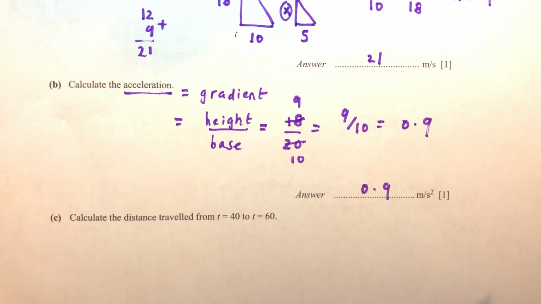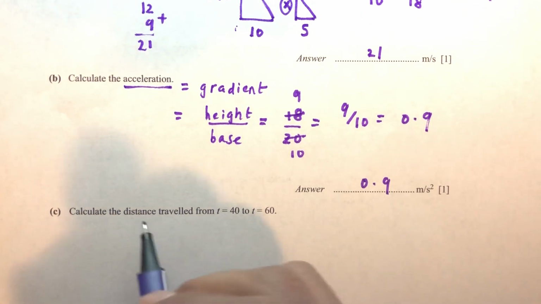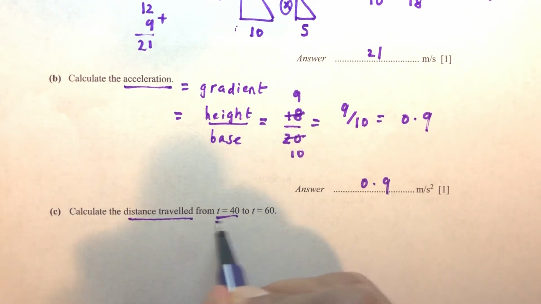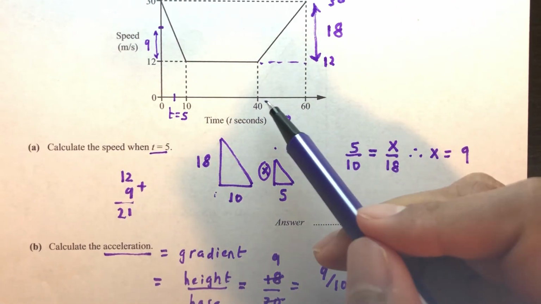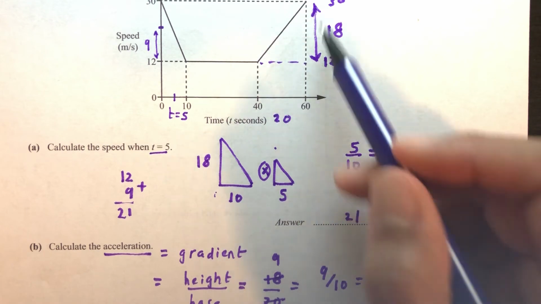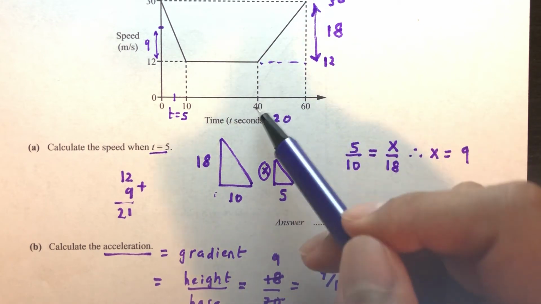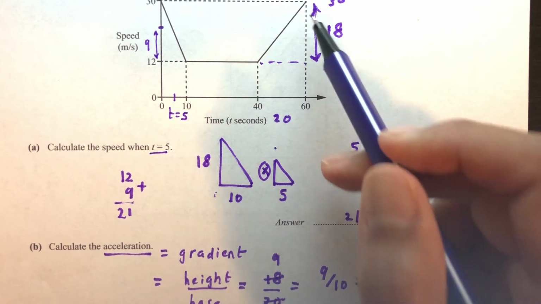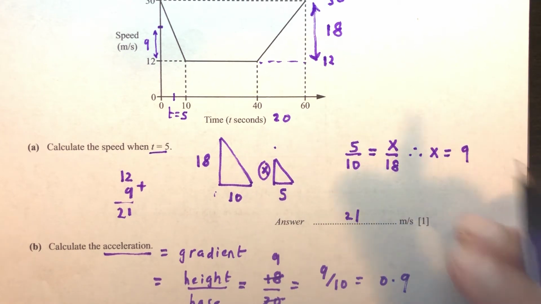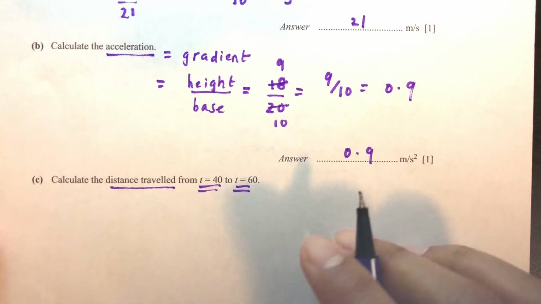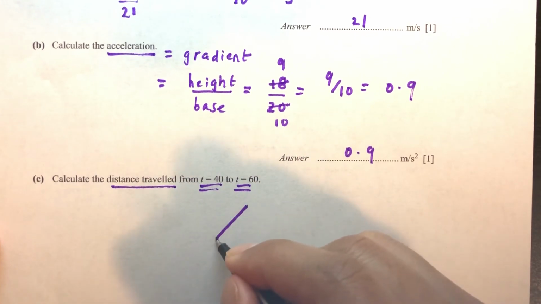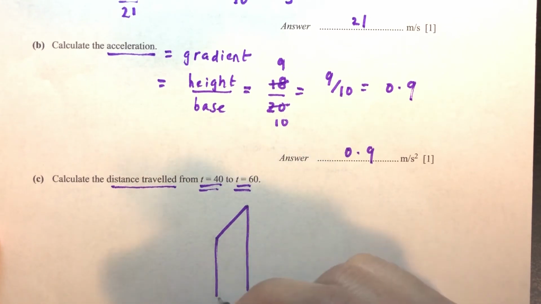So now we have to calculate the distance traveled from t equal to 40 to t equal to 60. So it will be the area in the graph for this shape. So we have a triangle and a rectangle, or that will be a trapezium. So a trapezium, so let's take this shape out. We can find the area on the graph. So for a trapezium, so 40 to 60, that will be 20.